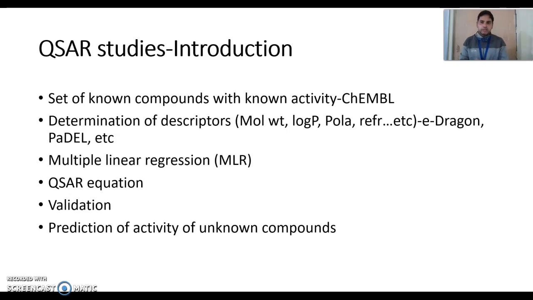That will be called validation of the QSAR equation, and then you can predict the activity of unknown compounds against that particular target for which you have extracted data from the database. The example I have given is for acetylcholinesterase. Like that, you can check the activity of a compound against any other targets also. So this is just an overview about QSAR studies, what it is and how you can do it. I hope you got an idea.